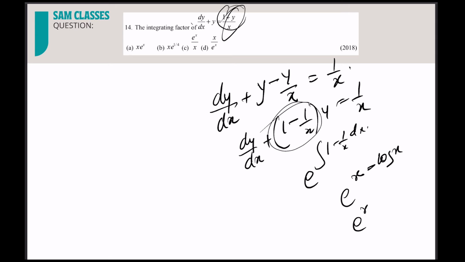So that is equal to e power x in by e power log x. And e power log x we already know is x. So e power x by x. Clear? So it was also not that lengthy. It would have taken somewhere around 30 seconds. That's it.